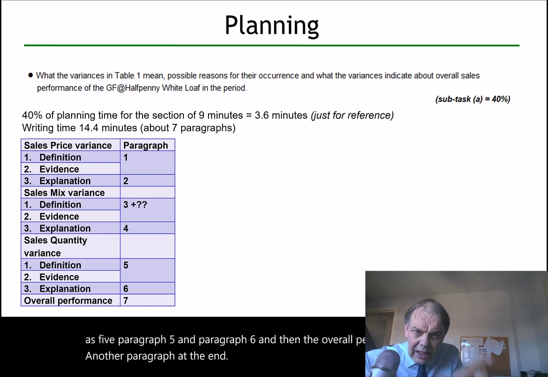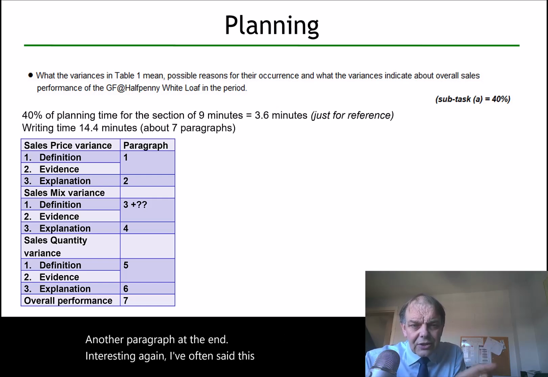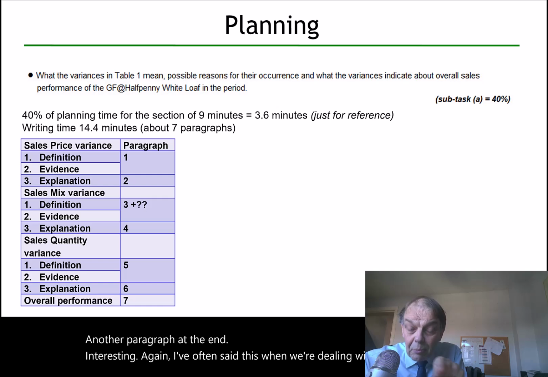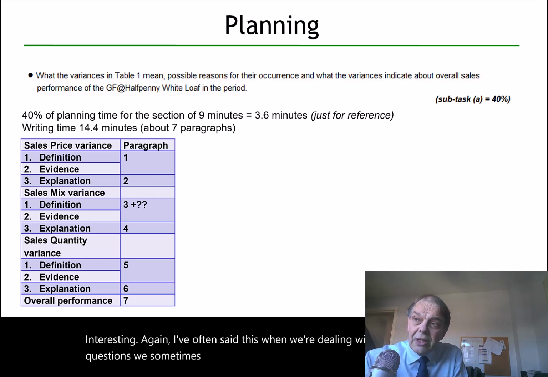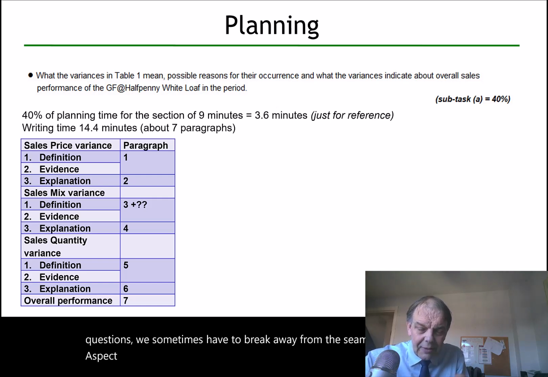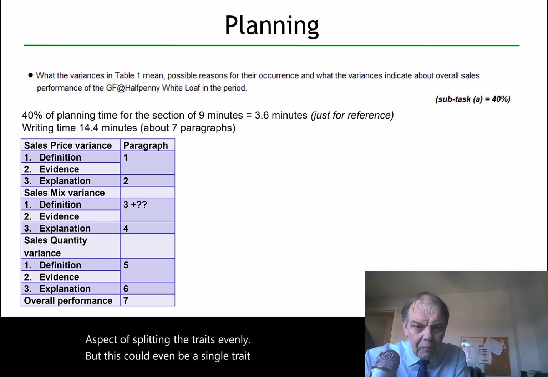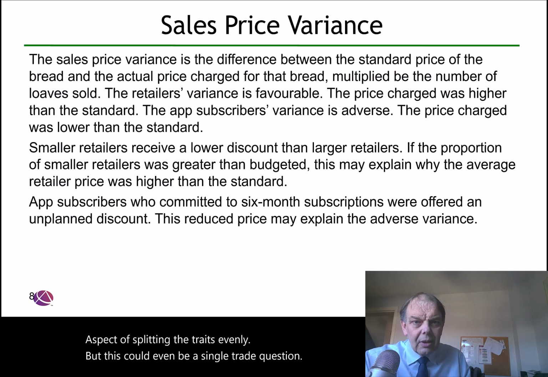Interesting. Again, I've often said this, when we're dealing with variance questions, we sometimes have to break away from the CIMA generic aspect of splitting the traits evenly. But this could even be a single trait question. Right, so what do we know?